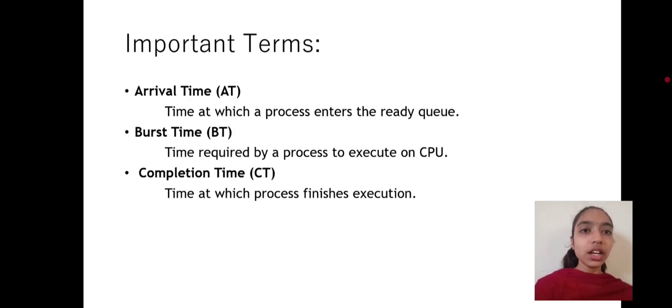Important terms: arrival time, burst time, completion time, waiting time and turnaround time. First of all, we have to know what arrival time is. Arrival time is nothing but the time a process enters the ready queue. Burst time is the time required by a process to execute on the CPU. Completion time, that is CT, is the time at which a process finishes execution.